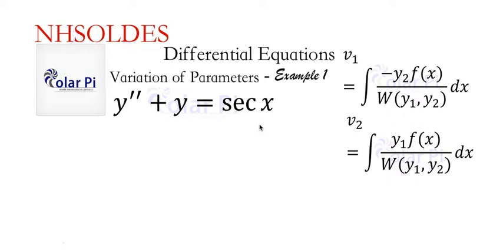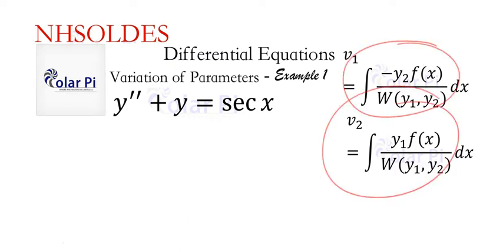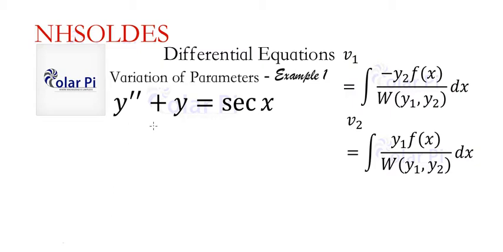Hey guys, welcome. I'm going to give you our very first example of variation of parameters, and I strongly encourage that you watch example 0, the concept video, because it shows you where this formula comes from, and it explains a lot of other things. To completely understand variation of parameters, I really think that you ought to watch example 0. Anyway, variation of parameters is a method we use for solving non-homogeneous second-order linear differential equations.